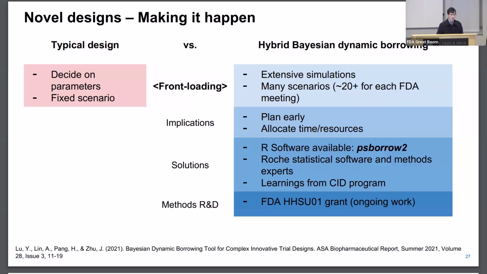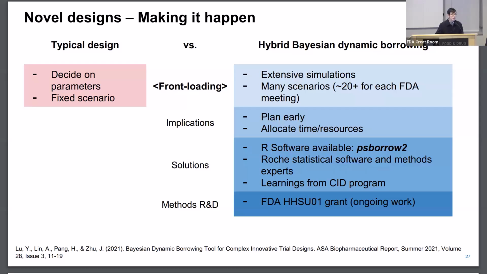So right now we have this open source software. I think Jack asked a question earlier about having open source resources so that other people in the industry can also benefit from it. So PS Pro 2 is one such example. And of course, internally, we need help from other Roche statistical software engineering team and methods experts. So learnings from the CID program certainly helped us a lot.